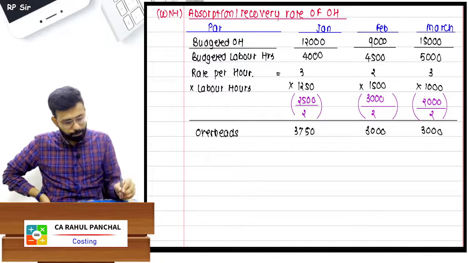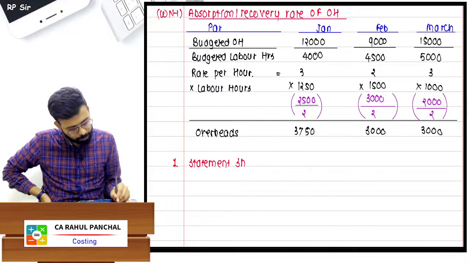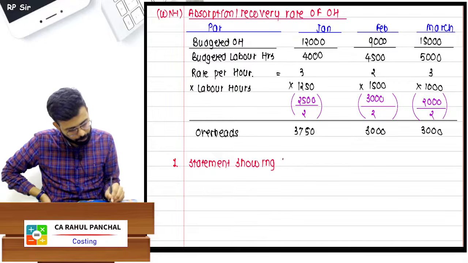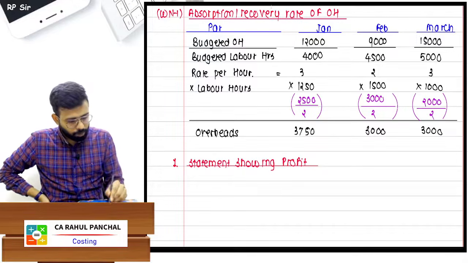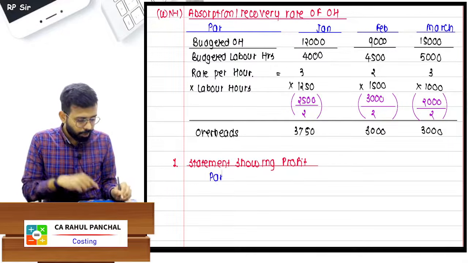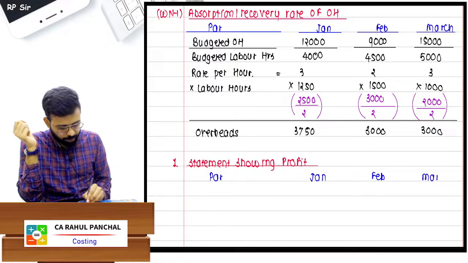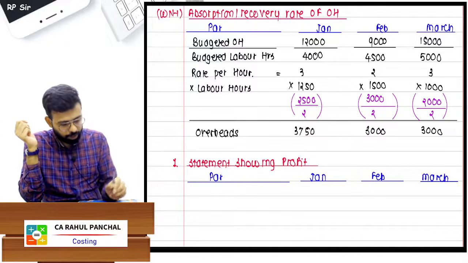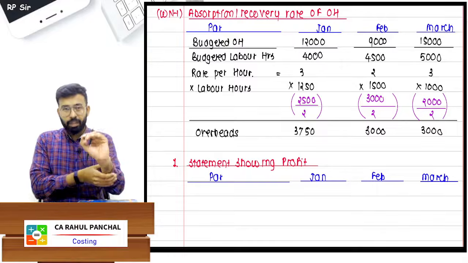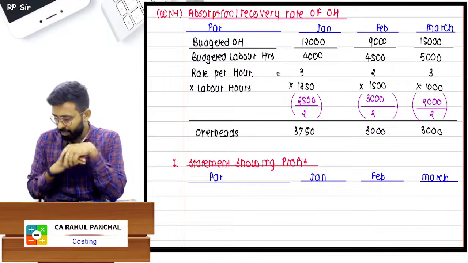That is statement showing profit. When I say statement showing profit, here you will write particulars, and then again there are 3 months, so you will say Jan, Feb, March. Sales minus cost, you will get the profit. They are asking for profit from each batch. So if you talk about sales, selling price is given in the question. Every unit can be sold for 15 rupees.